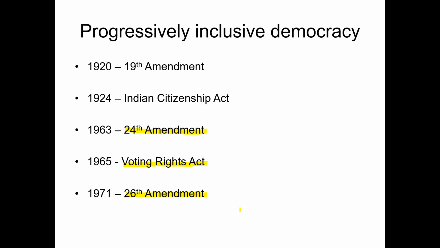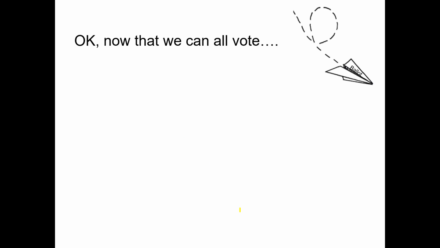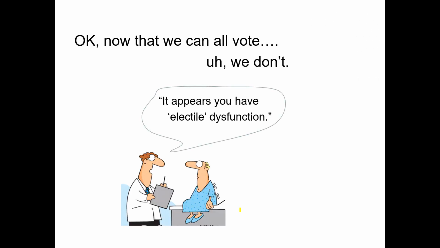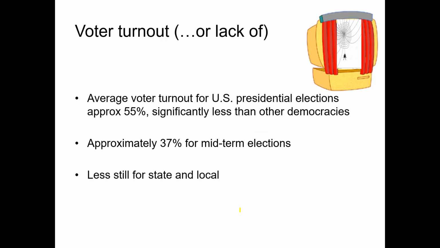So now that we have progressed over time to where we have what is referred to as universal suffrage, now that we can all vote, well, unfortunately, we don't. Our voter turnout in the United States is dismally low when you compare it to other democracies around the world.